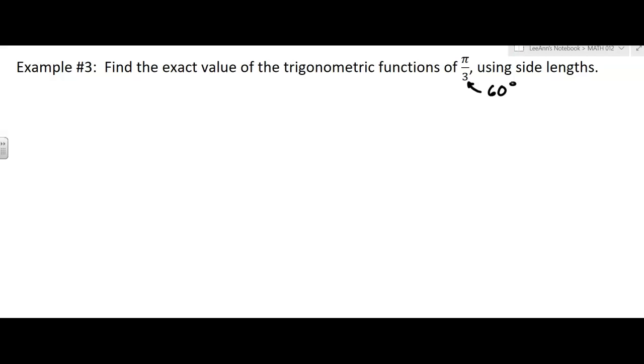I have the 30-60 triangle and I have the 45-degree triangle. So I need the 30-60 triangle. There's a lot of triangle drawing in trigonometry. So I would just draw a triangle that kind of looked like, all right, this is 30 degrees down here and 60 degrees up here. But really, I'm going to use pi over 3. So my pi over 3 is up here. Okay. And then what's the one thing I try to remember?